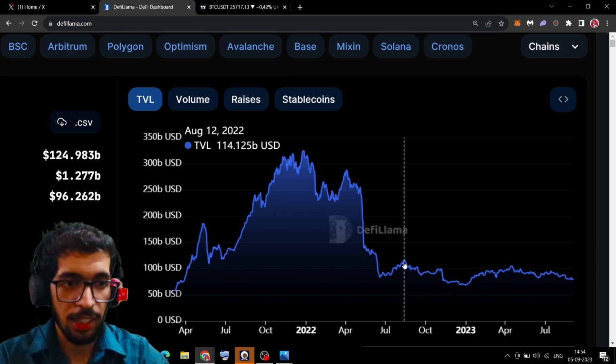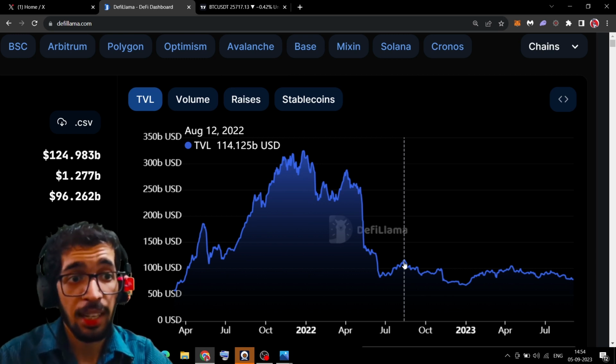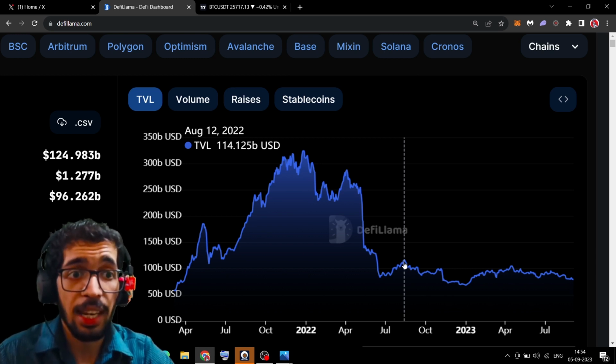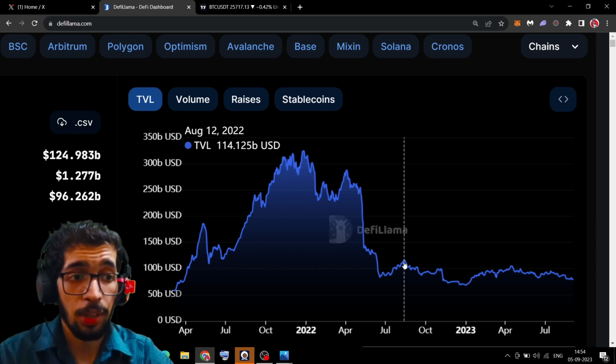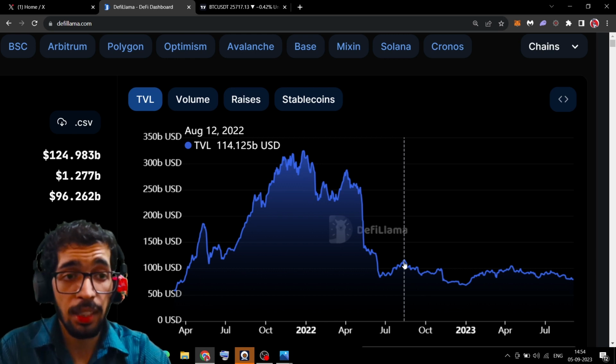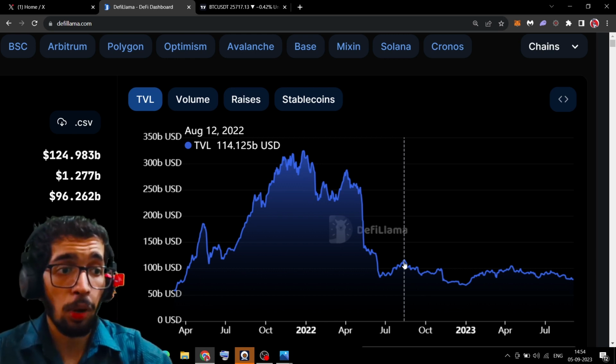When it goes above 114 billion, that's the time you can start dumping your stable coins or whatever cash you have on the side. With this key indicator, the TVL, once it starts to go above 114 billion, that's the time you can say, okay, something serious is here and the bull run is more probably going to start.